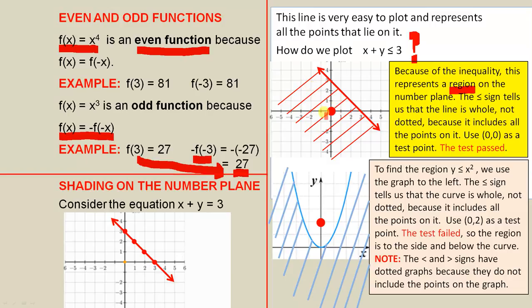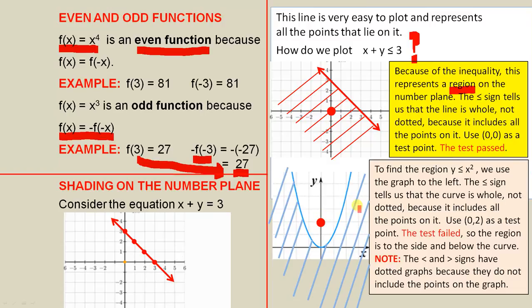That's very straightforward. Let's look at this one here, where the blue line is the graph of y equals x squared. To find the region y is less than or equal to x squared, we use the graph to the left. The less than or equal to sign tells us that the curve is whole, not dotted, because it includes all the points on it. Use 0, 2 as a test point. We can't use 0, 0 because the graph runs through it. So just pick any other point. Let's use 0, 2.